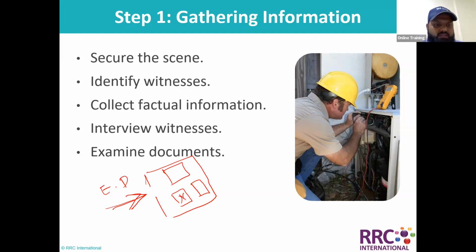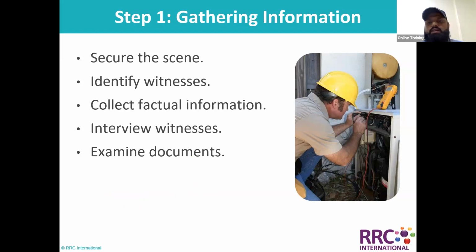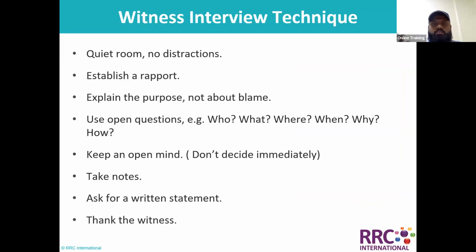Okay, next is interview the witnesses. Examine documents. What kind of documents do we have to examine? Regarding security of the scene, everyone is very clear about that. Identify the witness, we can identify them very easily. Collect the factual information, sketches, okay, very easy. Interview the witness. How are we going to interview the witness?